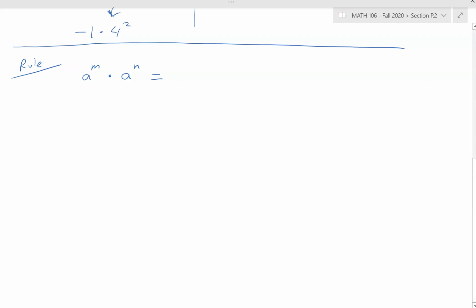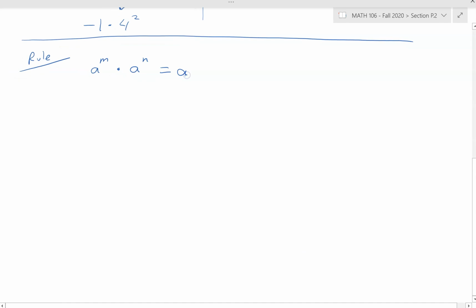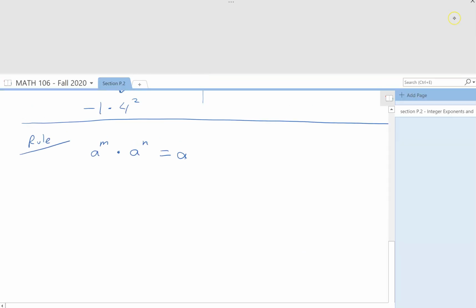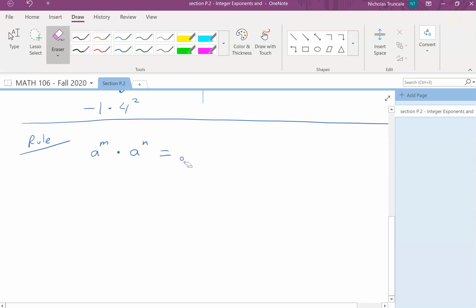You add them up, right? So this is really going to be A, sorry. As soon as I started doing it, I have to hit eraser on here. So what you have to do is you have A to the m plus n exponent.